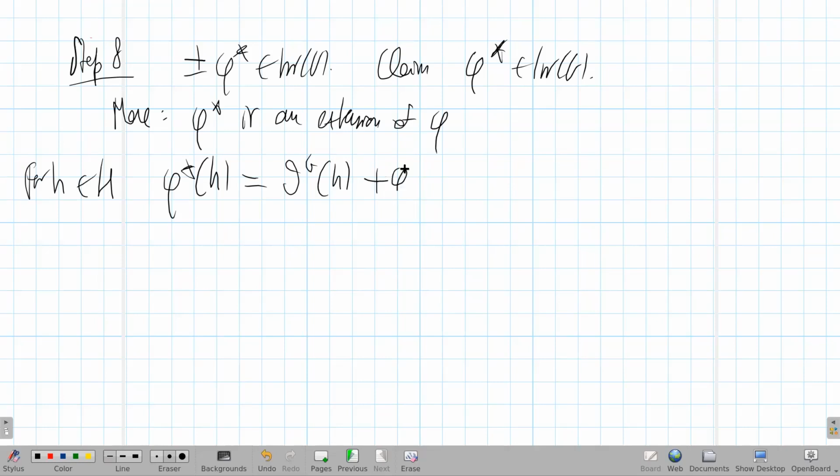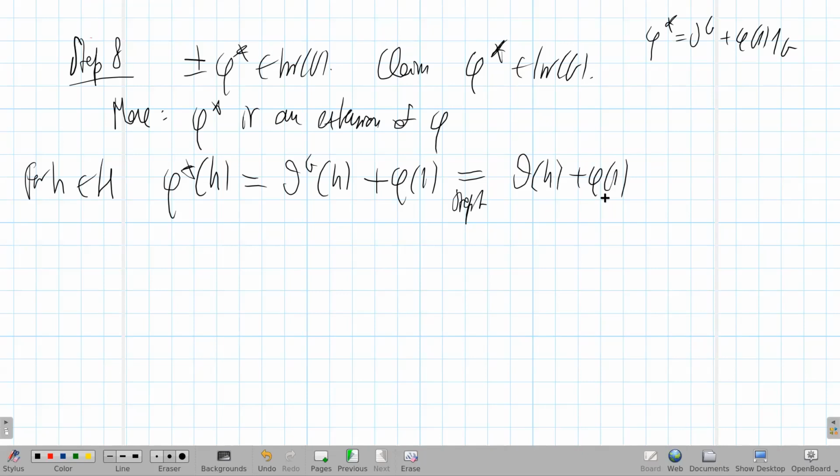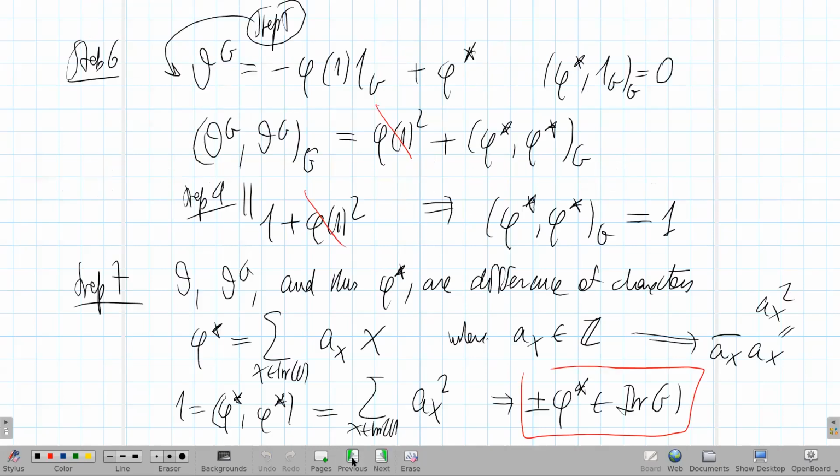Plus phi of 1, because, okay, I'll write it here, I remind you that phi star is theta g plus phi 1 of g, okay? So 1g is always value 1 or anything, so you get this. And remember, step 1 tells you that the value of theta g on an element of H is theta of h. And this is exactly phi of h, because once more, let's get back.